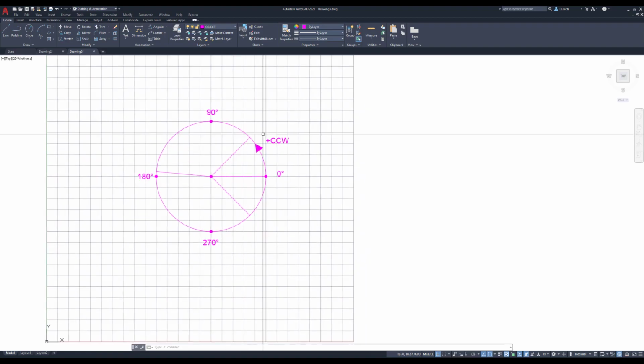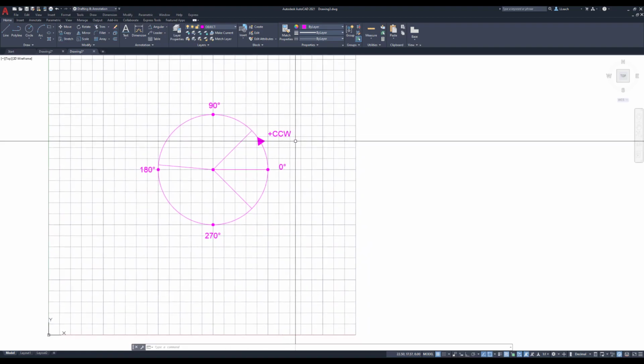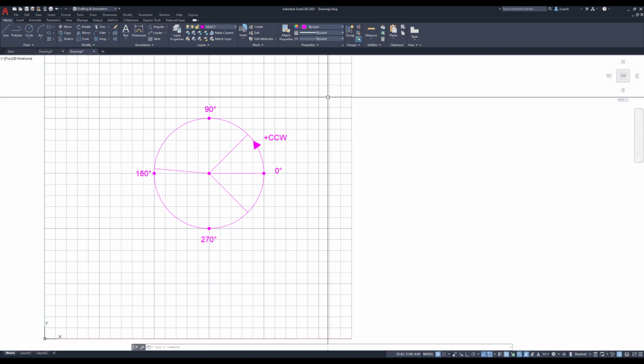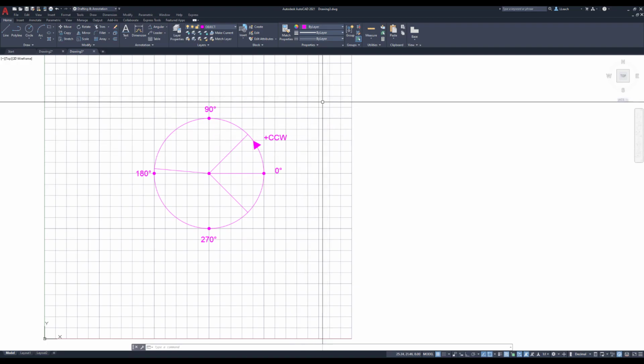I hope that helped. I like using polar coordinates myself, but with absolute, relative, and polar, you have those 3 options available. You can build some crazy stuff, draw some crazy stuff with AutoCAD. Now we're kind of up and rolling.